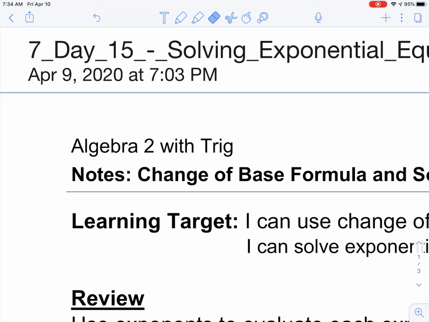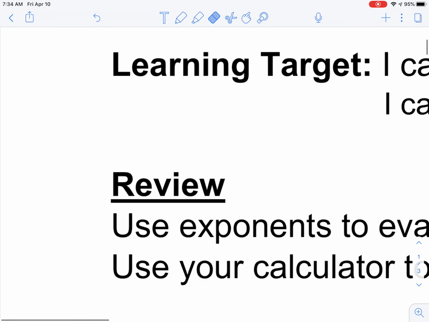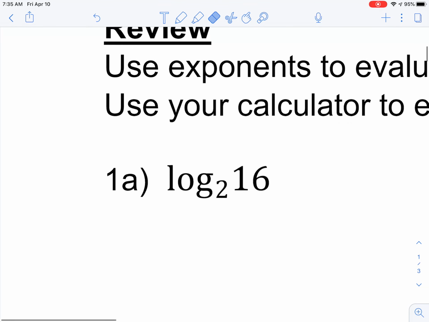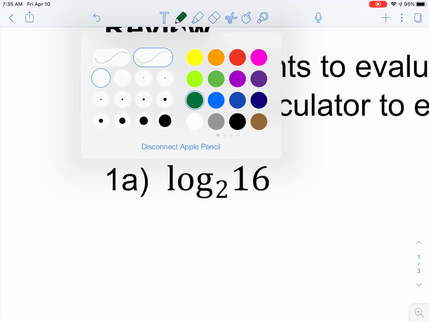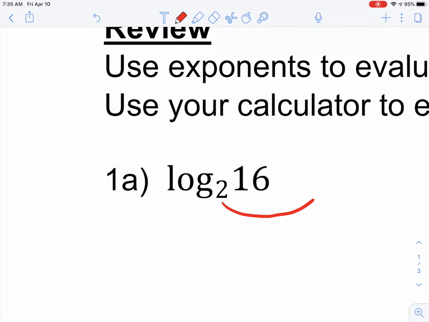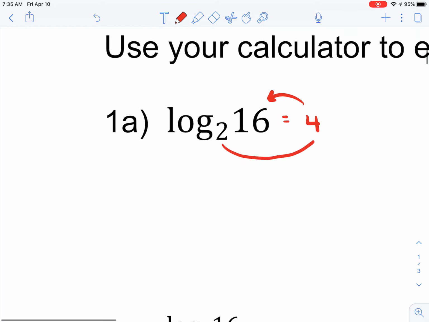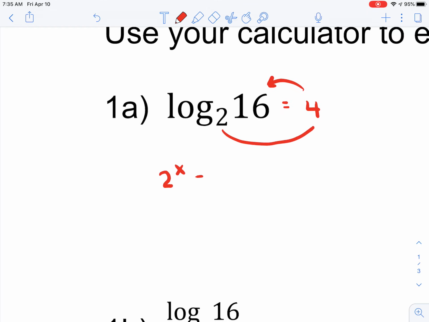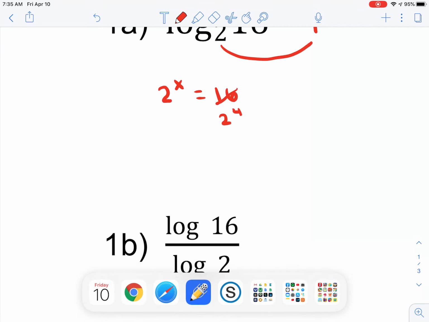So for today's notes, I would like for you guys to actually look at this review and do a couple things with it. For part A of each of these, I want you to think about the circle of life. So if I said 2 to some power is 16, you would tell me that that value is 4. So think about it, do whatever it takes. If you even have to write down 2 to the x power equals 16 and get it that way, rewriting 16 with a base of 2, do what you have to do for part A to get that answer by thinking about it. For part B, I want you to use your calculator.